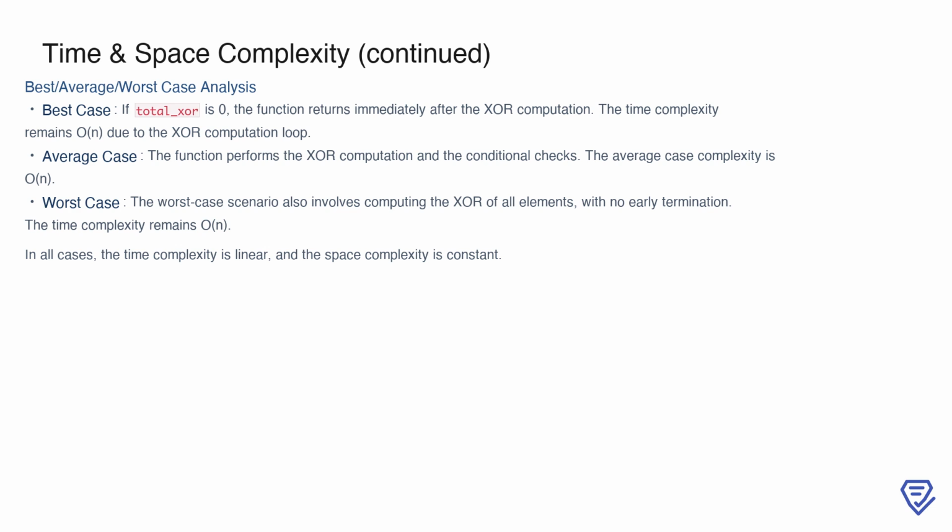In the worst case, the function computes the XOR of all elements without early termination, but the complexity remains O(n), as the XOR loop is the only non-constant operation. Across all cases, best, average, and worst, the time complexity is linear, O(n), while the space complexity remains constant, O(1).